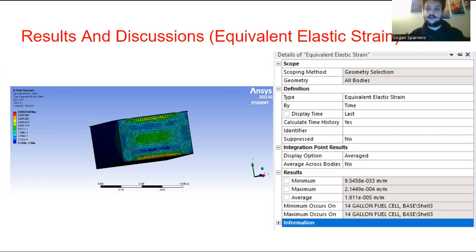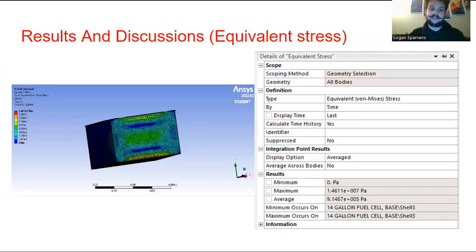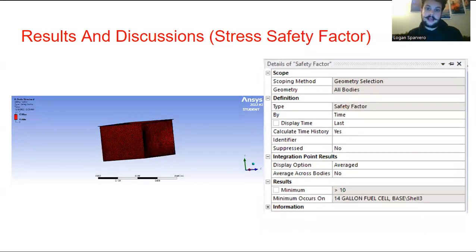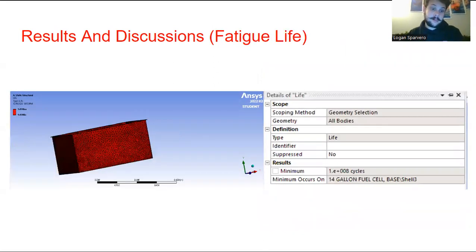But no critical areas, no areas of fracture, and that can also be seen while looking at the stress analysis as well. Very low stresses on the object. Stress safety factor we can also see is very good. It is very high with a minimum of 10.